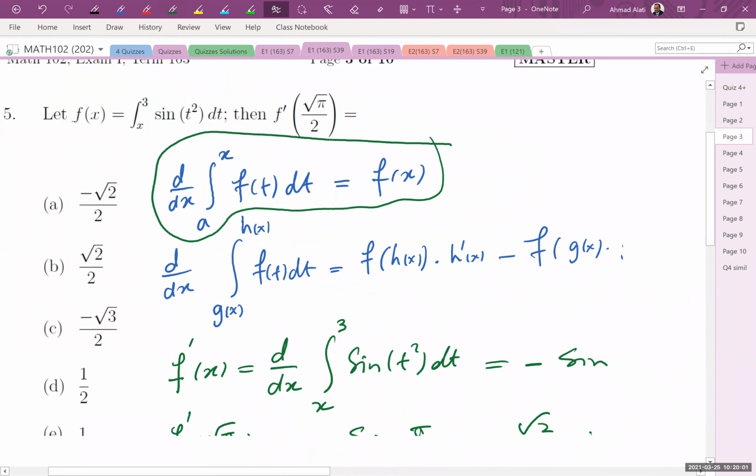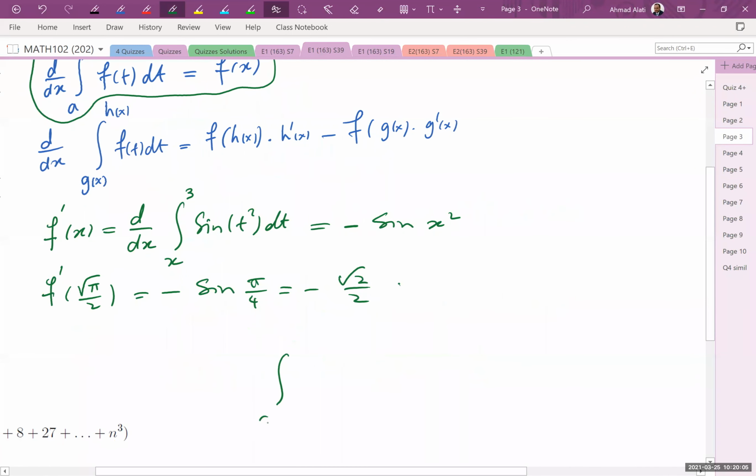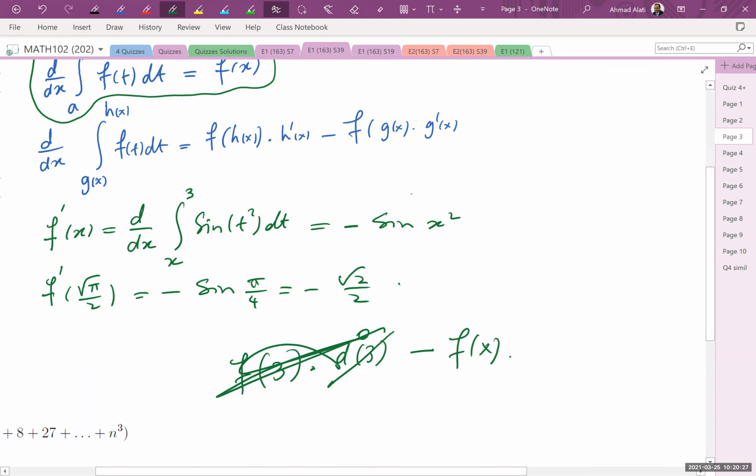I told you here that the integral from a to x is the same as the integral from x to a with a negative. Or I told you, Fahad, to use the other idea: it will be f at the upper limit multiplied by the derivative of 3, and the derivative of 3 is 0, so this will be 0, minus f at the lower limit, which is x, multiplied by the derivative of x, which is 1.